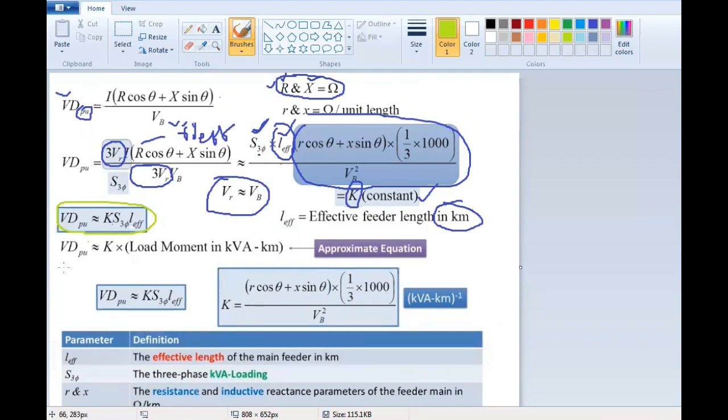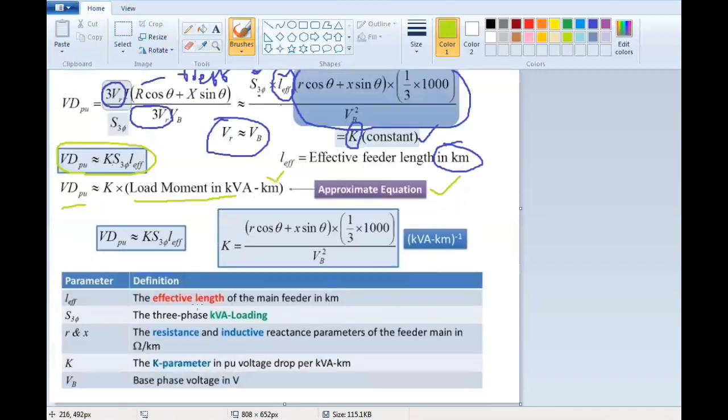Now this we can write as K into load moment in kVA. So K multiplied by S 3-phase, which is in terms of kVA, and L effective is in terms of kilometers. So K into load moment in kVA-kilometer. This is the approximate equation. Again we can write it as K S 3-phase L effective, where K equals all these expressions, and it is per kVA-kilometer.